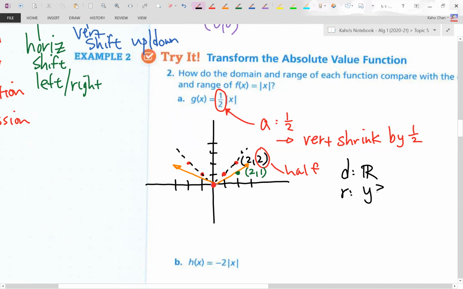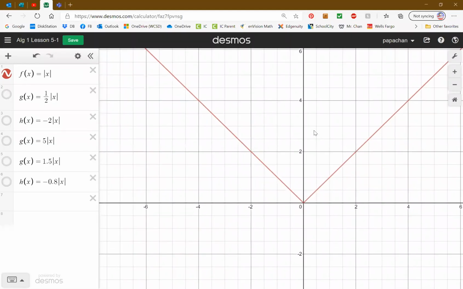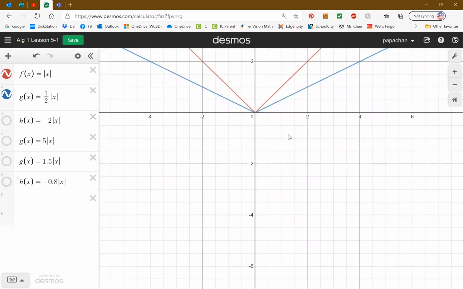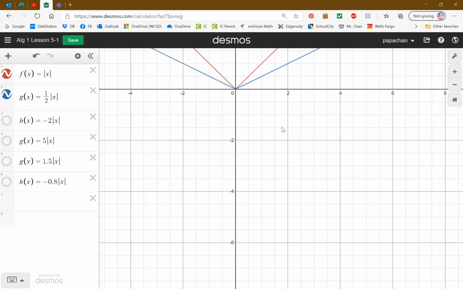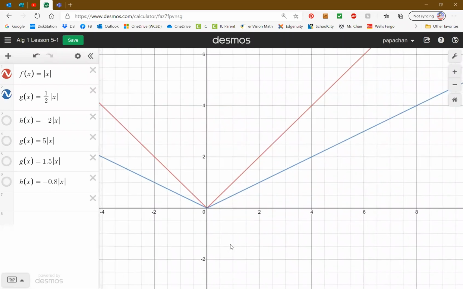The range, the vertex doesn't go anywhere, it's still the same. I know that sounds kind of weird, but if you zoom out, that orange V that's been compressed or shrunk by half still goes up forever. Okay? Let me prove that to you with Desmos. I still have the parent graph right there. And for 2a, let me turn on that function, g of x equals 1/2 x, absolute value. Look at that. Okay. Let me move the graph so you can kind of see how it's been pushed. Okay. Smushed vertically.